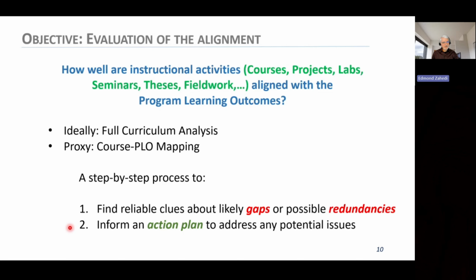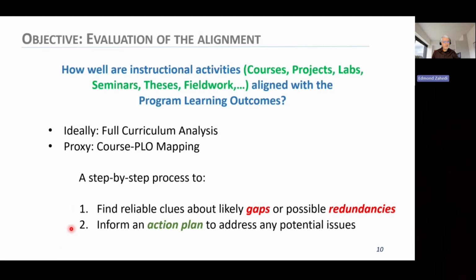It's a step-by-step process where we try to find reliable clues about potential gaps and potential redundancies in the program. Now, please note that since the academic unit has just revised the PLOs, it's completely normal to end up with some gaps and some redundancies. So identifying these is not negative at all. On the contrary, it often tells us that the PLO revisions were done thoughtfully. So we have some challenges here.